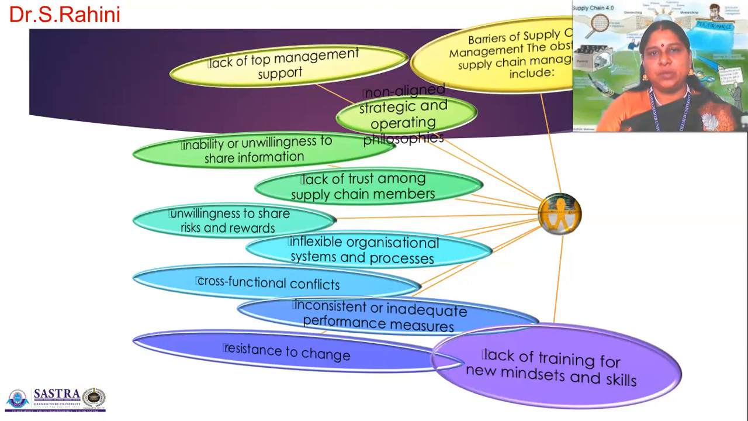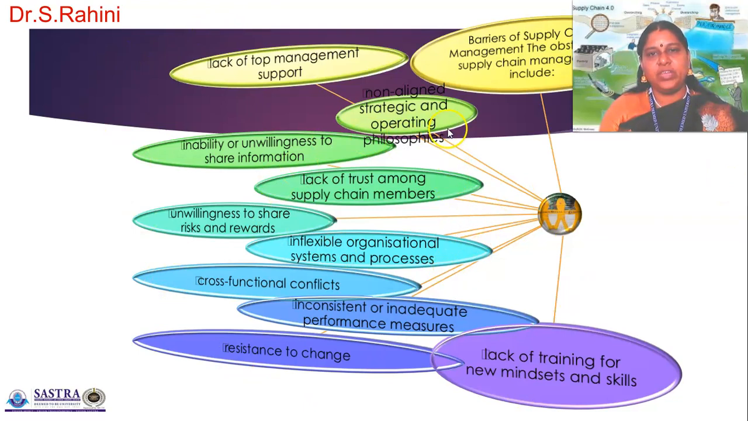Lack of top management support, non-aligned strategic operating philosophies, inability or unwillingness to share information, lack of trust among the supply chain members, unwillingness to share risk and rewards, inflexible organizational systems and processes, cross-functional conflicts, inconsistent or inadequate performance measures, resistance to change, and the lack of training for the new mindsets and skills. This matters a lot. These are some of the barriers.